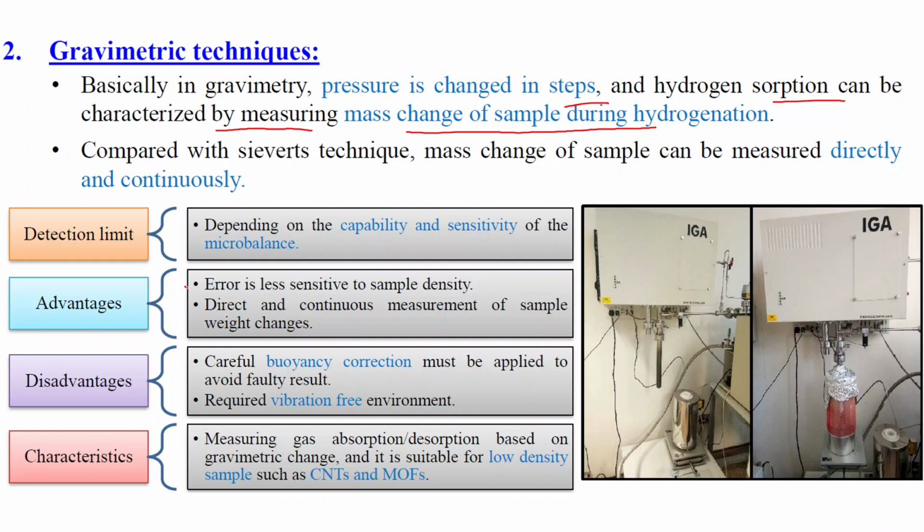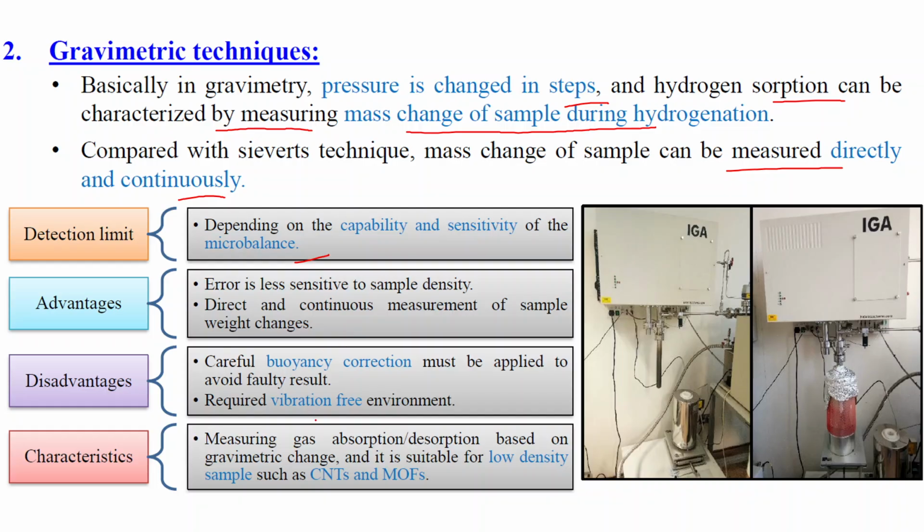From this change in the mass, we can determine the amount of hydrogen that gets absorbed or adsorbed on the surface of the solid sample. Compared with the Sievert's technique, mass change of the sample can be measured directly and continuously. The detection limit depends on the capability and sensitivity of the microbalance.